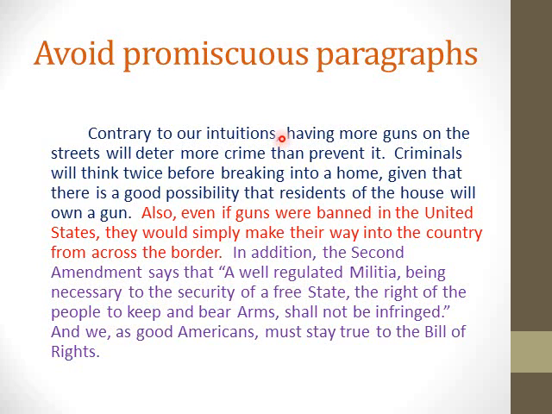Alright, paradigm example of a promiscuous paragraph. You see that this paragraph is dedicated to 3 different points. The first part is dedicated to how having more guns on the street will prevent more crime. In the red, you have the second point, which talks about how guns will make their way into the country anyway, even if they are banned. And then finally, you have a third point in the same paragraph about how our Second Amendment says that we have a right to bear arms. Okay, now all 3 of these points are very, very good points that can contribute to the author's overall thesis that the right to own a gun should be upheld. However, each of these 3 points belong in separate paragraphs.